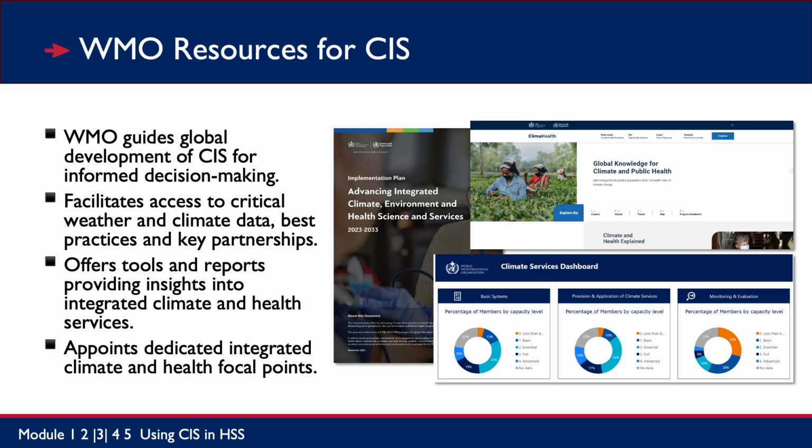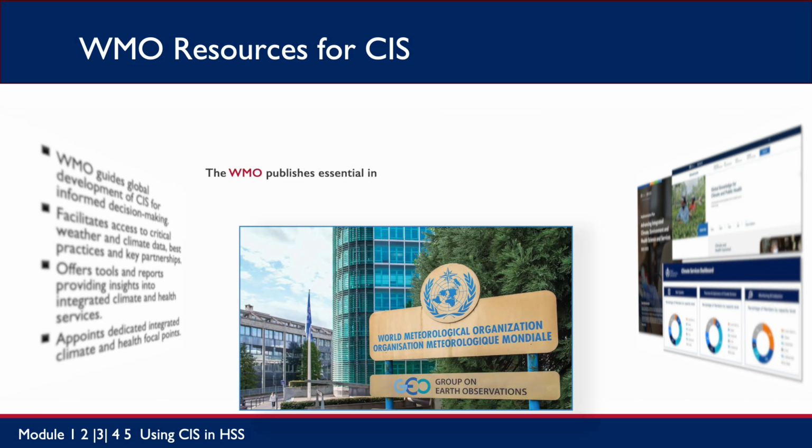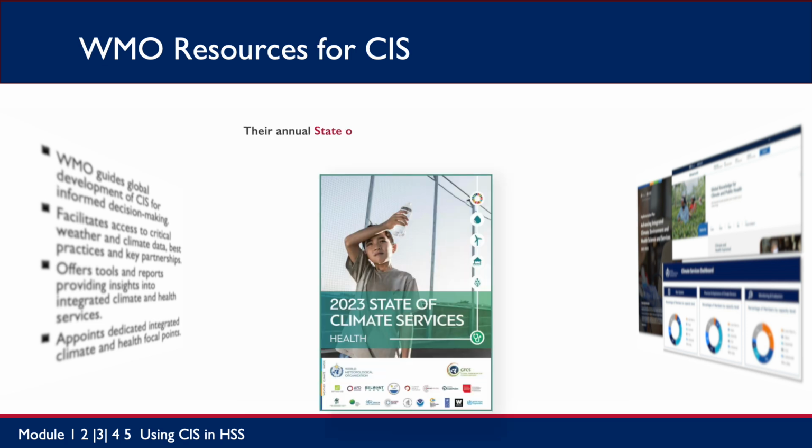The World Meteorological Organization, or WMO, plays a vital role in advancing climate information services for health decision-making worldwide. Key aspects of their work include setting the agenda. The WMO publishes essential information on CIS, promotes best practices, and helps define the future of climate services in health decision-making. Their annual State of Climate Services reports are crucial for identifying gaps and investments needed to protect vulnerable populations.